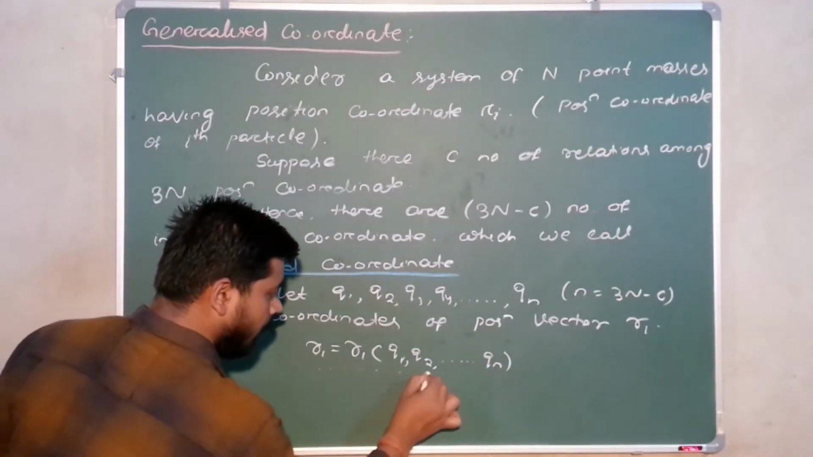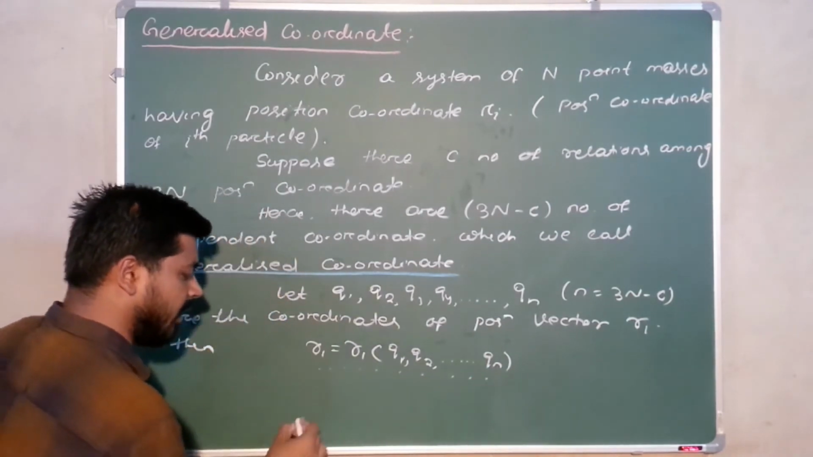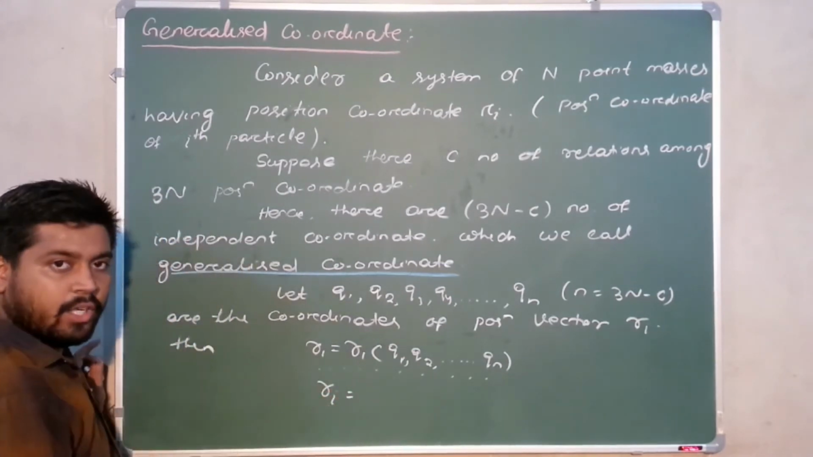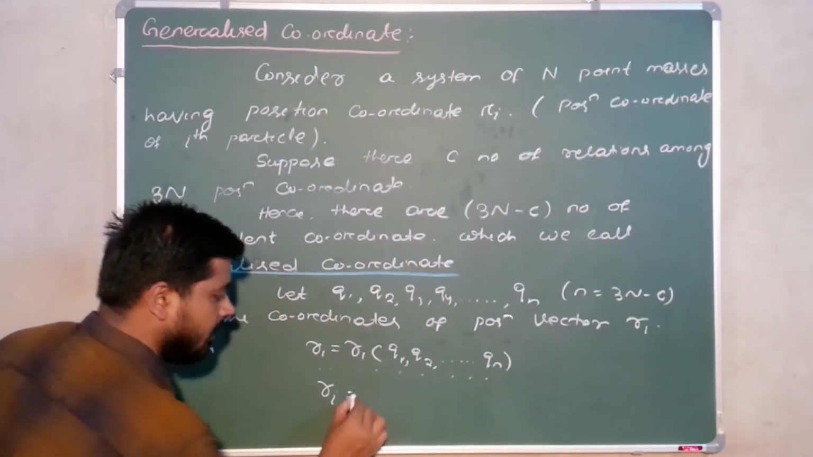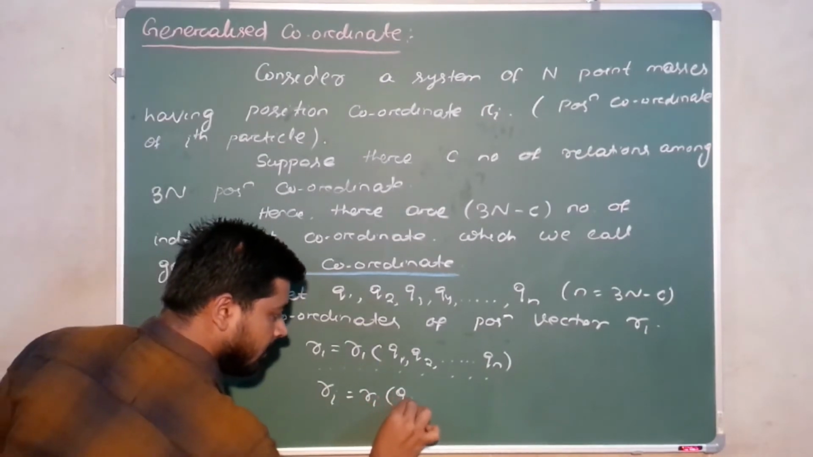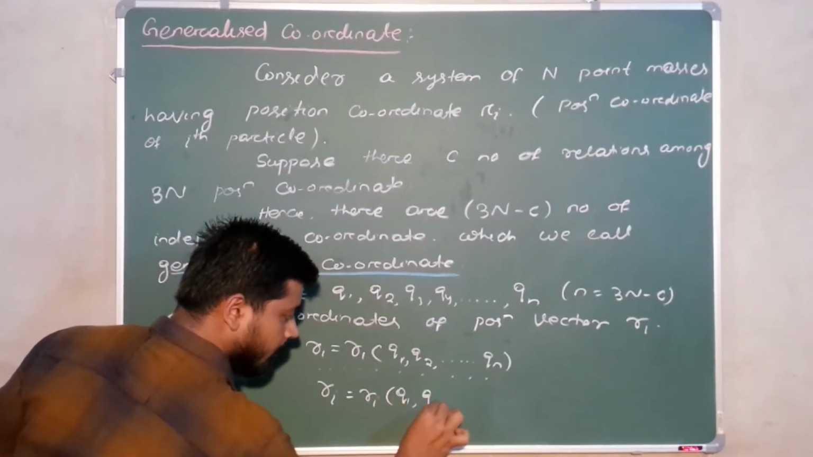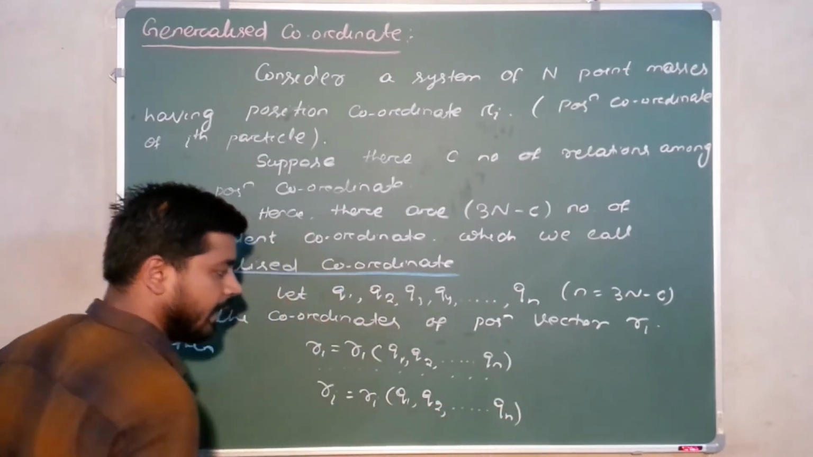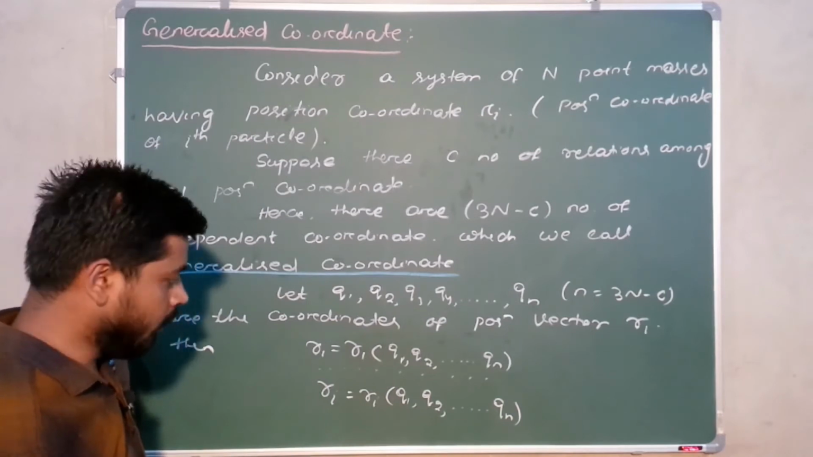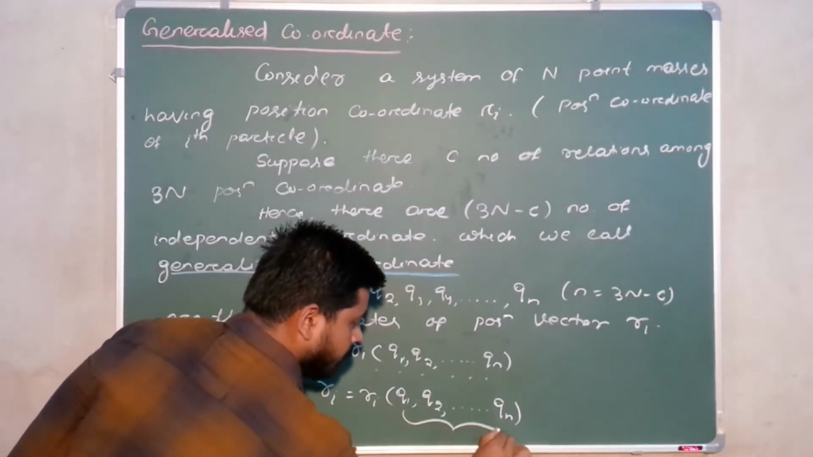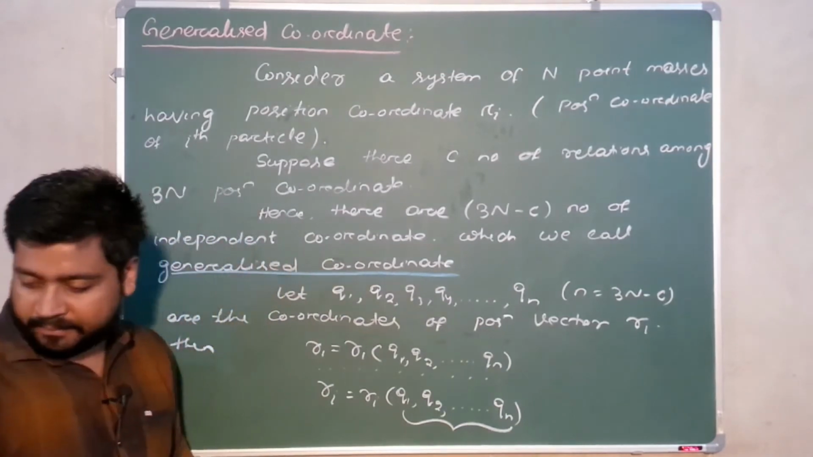Similarly, you can write for r2, r3, r4. Yes or no? Or you can write in general ri, the ith point mass, ri is a function of q1, q2 up to qn. Yes or no? This one is the generalized coordinate. Yes or no? Then just see.